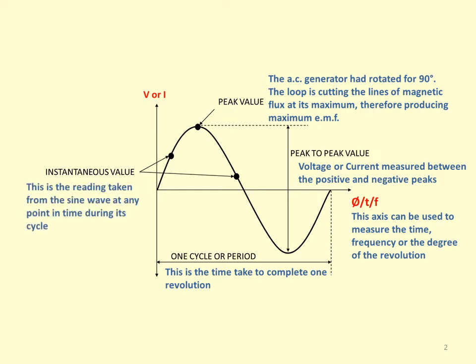We also have instantaneous values, and this is the reading taken from the sine wave at any point in time during its cycle. And then the last thing is the y-axis, which is used to measure voltage or current.